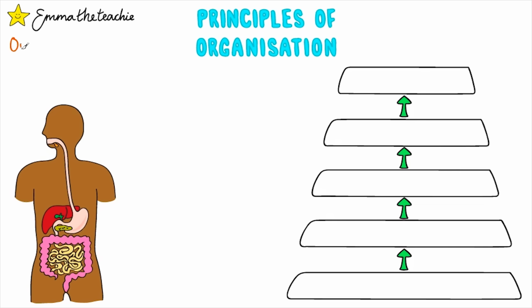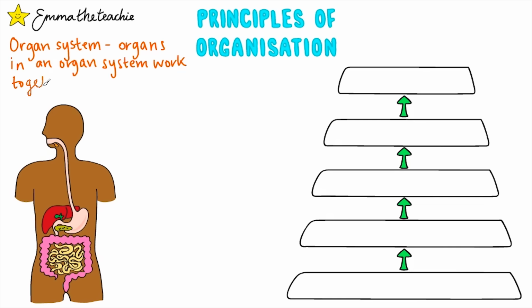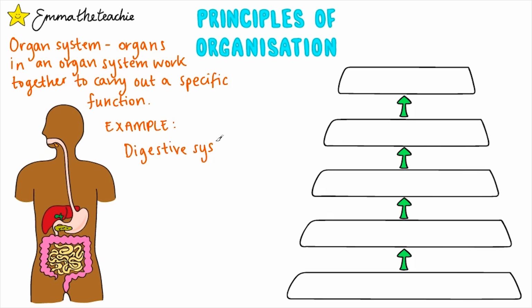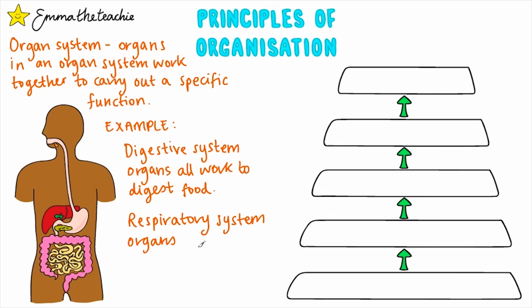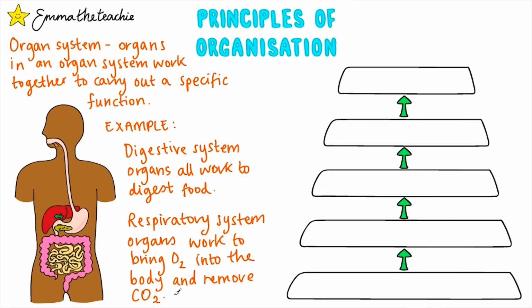Lots of organs combine to form an organ system. The organs in an organ system work together to carry out a specific function. For example, down here we've got a diagram of the digestive system. The digestive system organs are all working together to digest food. You've also got a respiratory system, and these organs work to bring oxygen into the body and remove the CO2 from it.